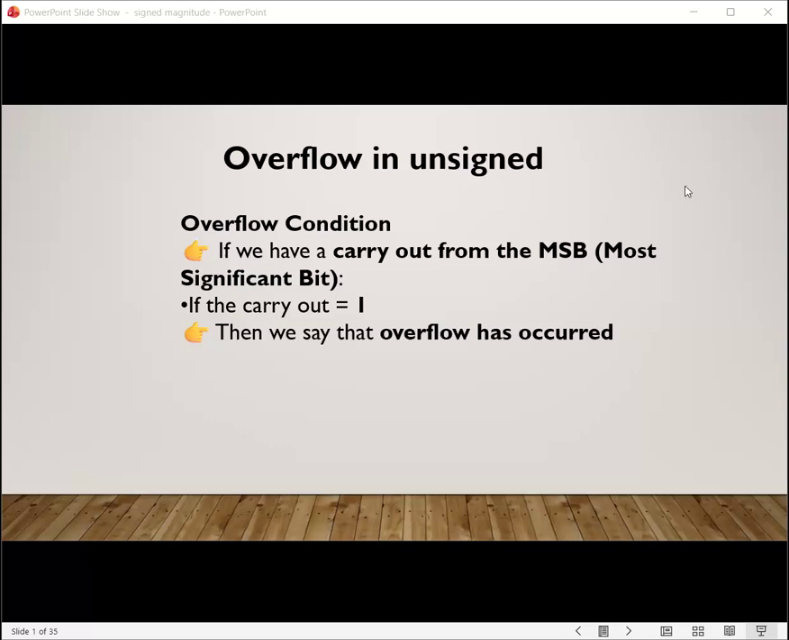So last class we discussed one's complement and two's complement representation, and in them we also learned about overflow, but we didn't see it deeply. I didn't give you a detailed explanation of what overflow means. So in this class, we'll see what exactly overflow is.